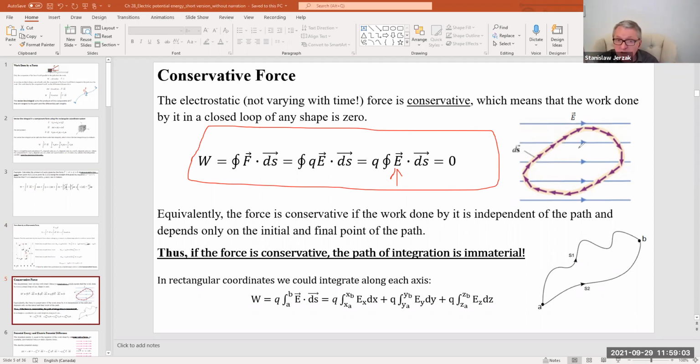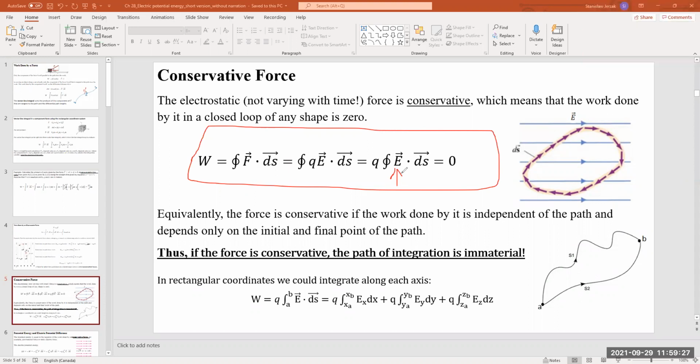In the future, we will talk about induced electric field. That induced electric field will be an oscillating electric field. That electric field is not conservative. So only that static electric force due to static charges is conservative, right? And so far we talk only about electric field produced by static charges.